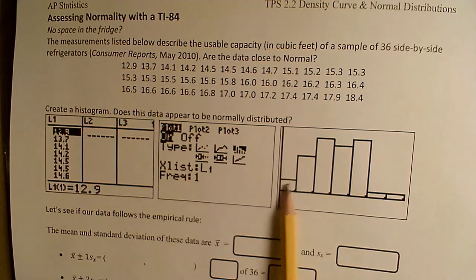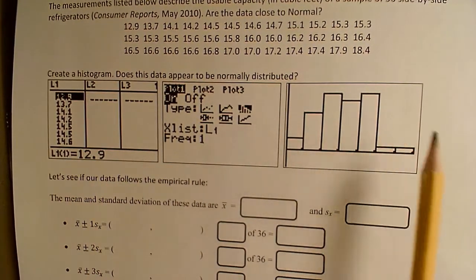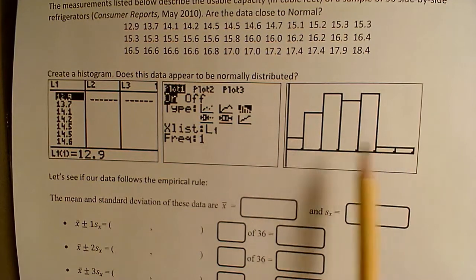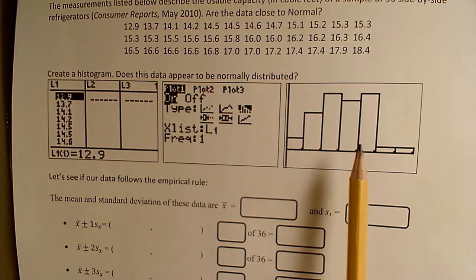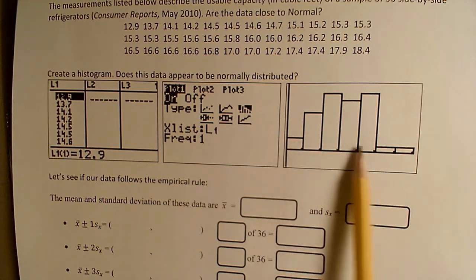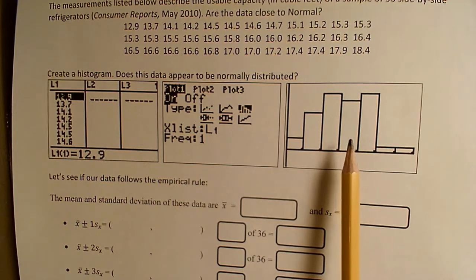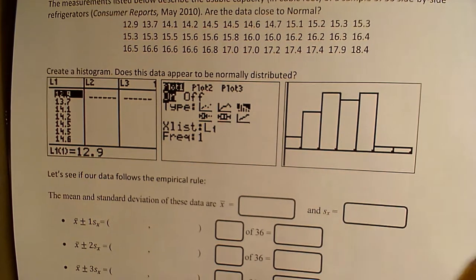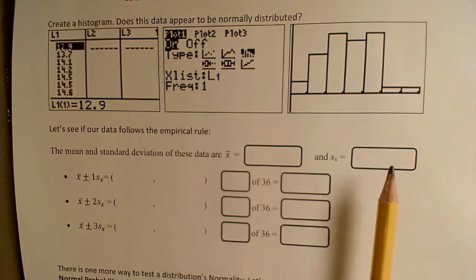Now, the calculator picks the class widths, which might be kind of nonsensical, so you can't really tell, right? It doesn't look horribly non-normal. If we picked better class widths than the calculator does, maybe we would get something that looks a little bit normal. But another way we could do it is look at finding the mean and the standard deviation.